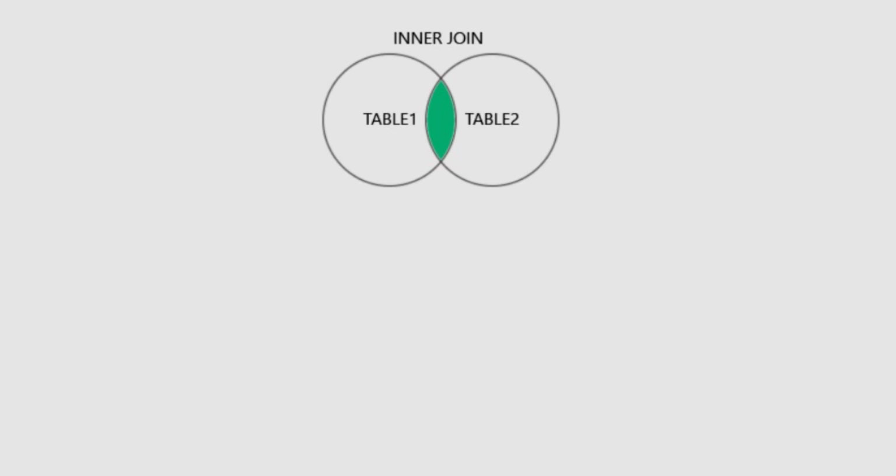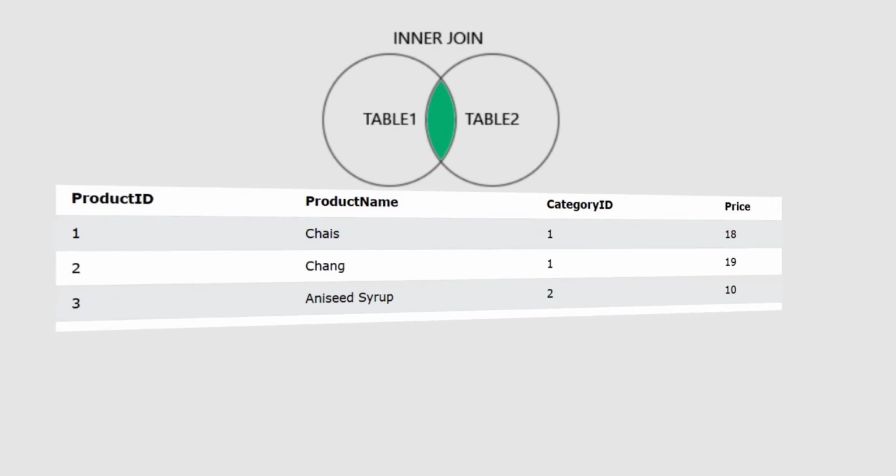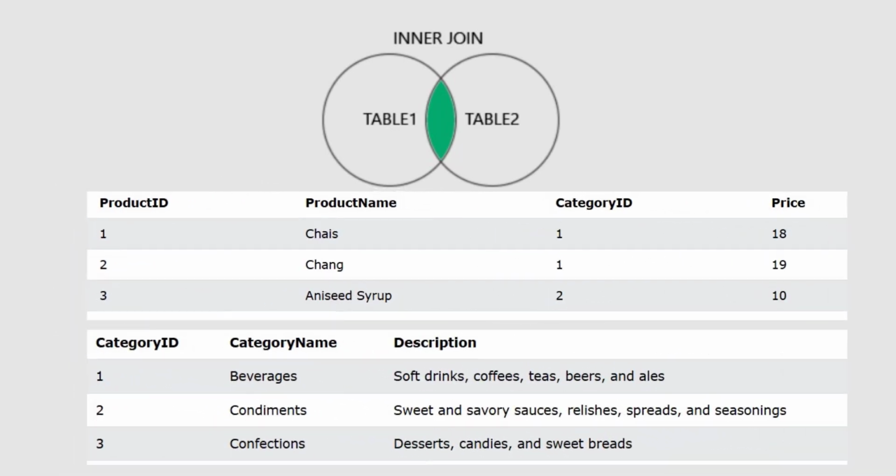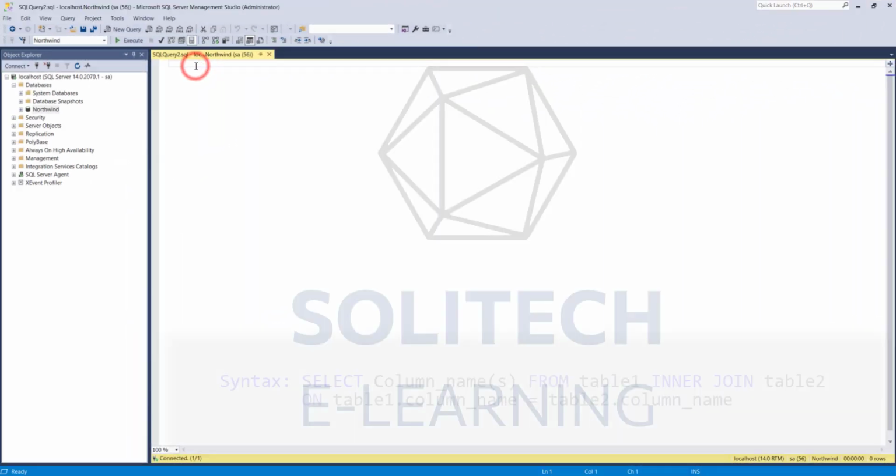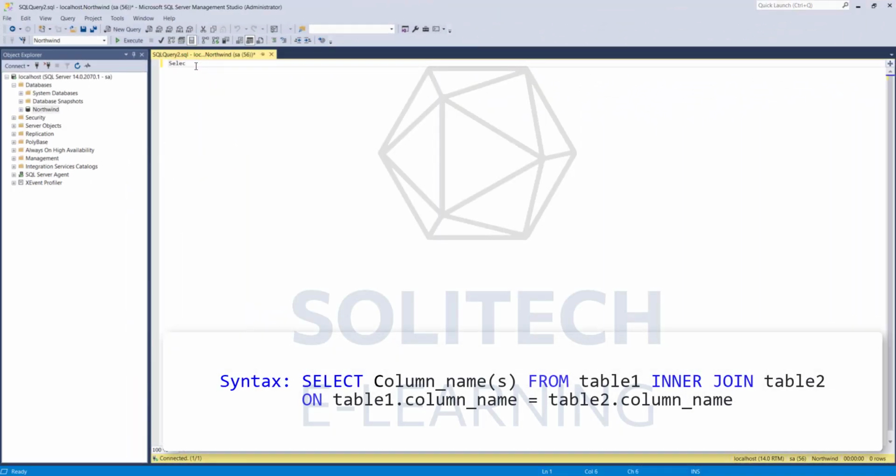For example, you need to know the product category and product price, and you have two tables, a products table and a categories table. These two tables have a relation between them. So how do you do that? Write this command and execute, then see the result.